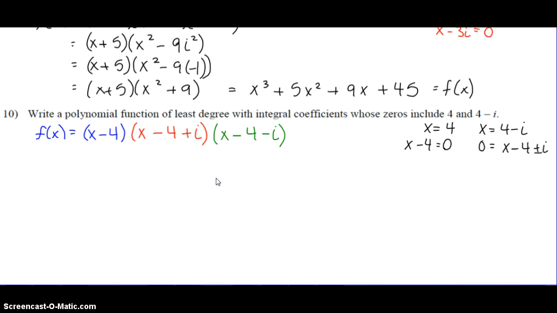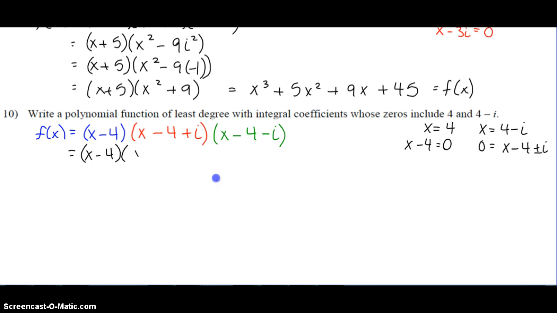Okay, so here we've got our three factors set up that we came up with, and what we're going to do is multiply the complex factors to each other first, because we know we're going to end up with an i squared term that will drop to a -1, and then we'll multiply the result of that once we've simplified to the x minus 4. So let's get started on that. This is going to be equal to x minus 4, and then let's start multiplying.